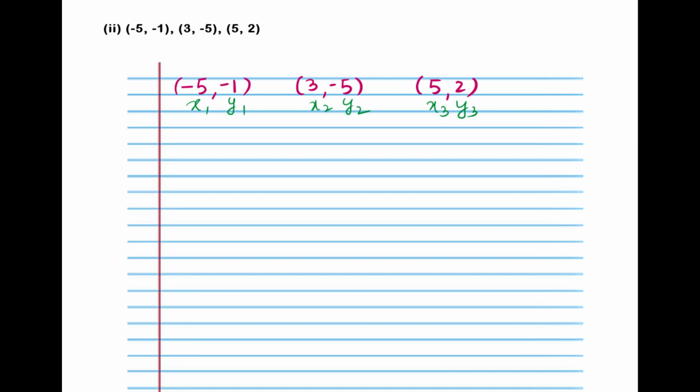Now what is area of triangle formula? Area of triangle ABC equals half into x1 into y2 minus y3 plus x2 into y3 minus y1 plus x3 into y1 minus y2. Now I'll write 1, 2, 3. Next 2, 3, 1, 3, 1, 2.